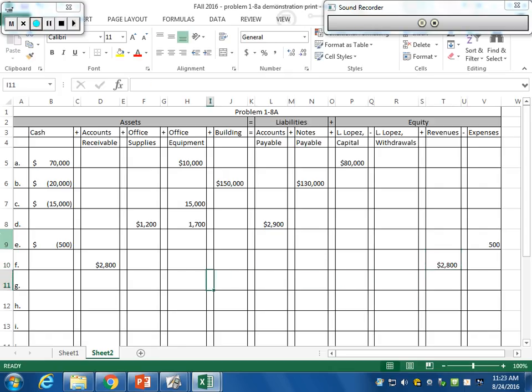Letter G, the company designed a financial plan for another client and immediately collected a $4,000 cash fee. Cash increases $4,000 and revenue increases $4,000.